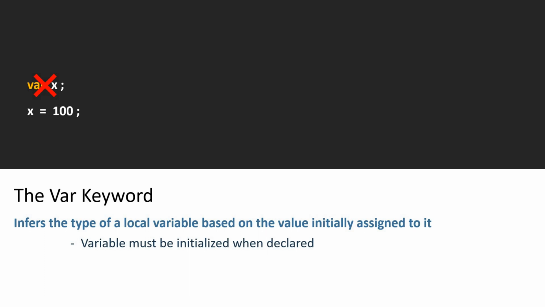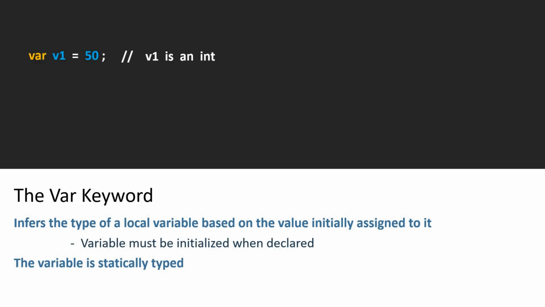Now remember that Java is a statically typed language, and our variable declarations are also statically typed. That's true even when we use the var keyword. The var keyword doesn't do any kind of magic dynamic data typing. The type of the variable remains the same once it's declared. So if I say var v1 equals 50, we know that v1 is an int because the value we're assigning to it is also an int.